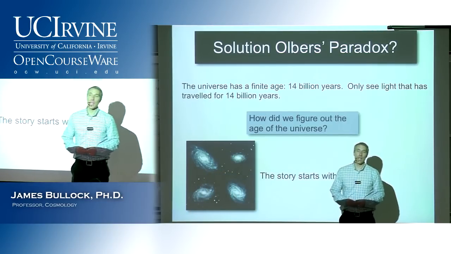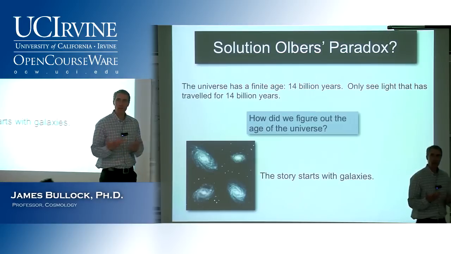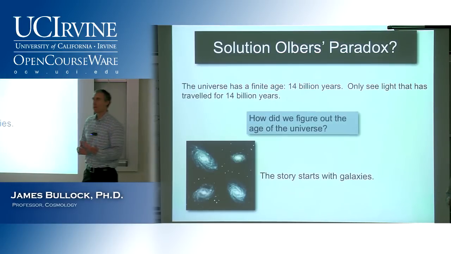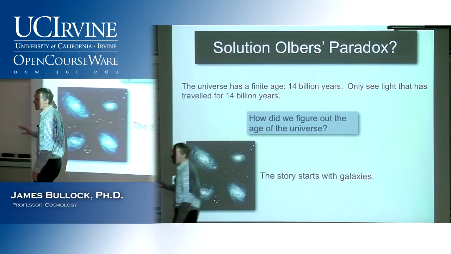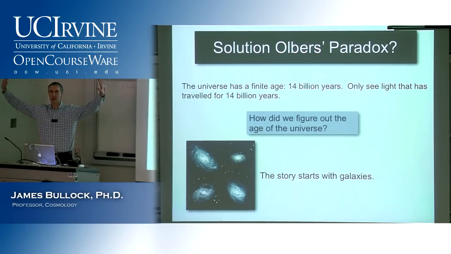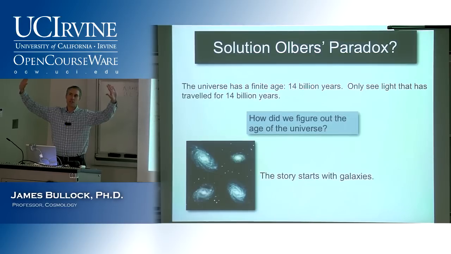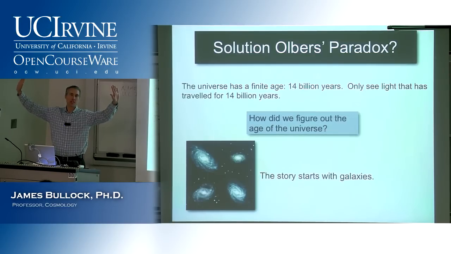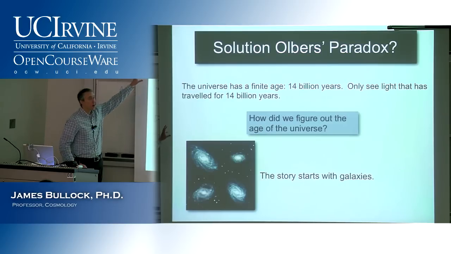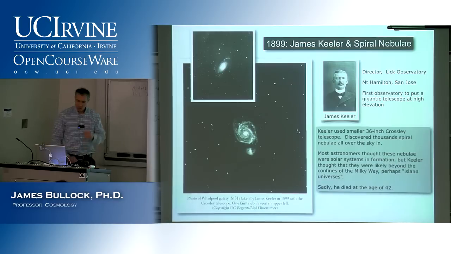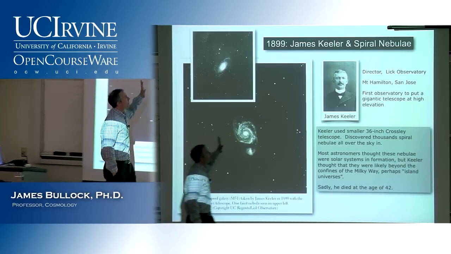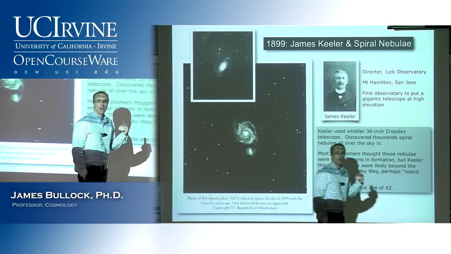So the answer begins with galaxies. That's what we left off with last time, and that's how I'm dovetailing into this now. It was in trying to understand these nebulae, these spiral things up in the sky, that the inquiry into their nature eventually led us to conclude that we know the age of the universe to incredible precision.